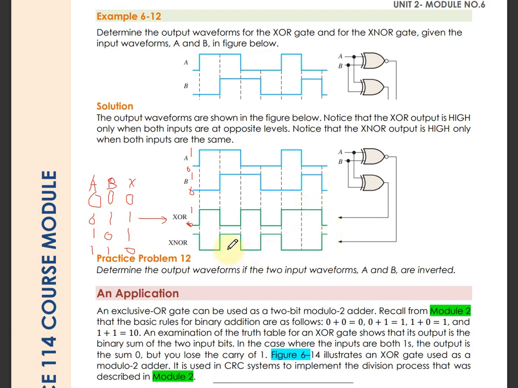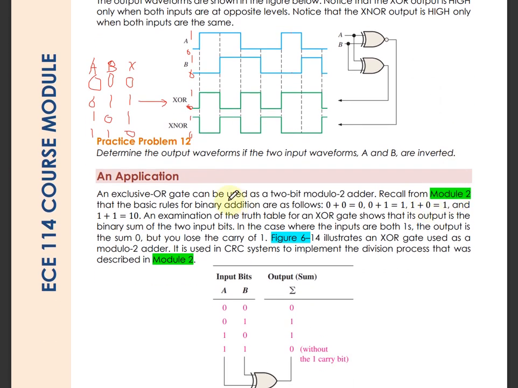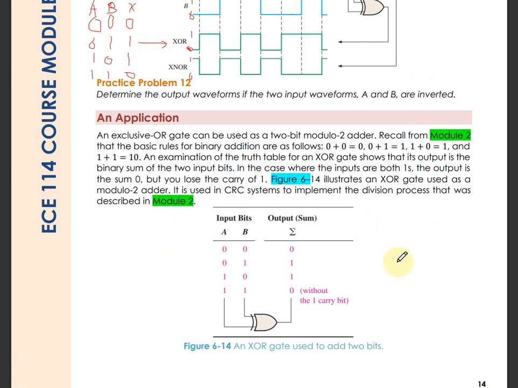Then, to write the answer of your XNOR, it is just the opposite. It starts at low in your XOR, so in your XNOR it starts at high, no? So it goes high where the XOR is low, and low where the XOR is high. So it is the inverse of the waveform of your XOR. It is that easy. So you answer practice problem 12.